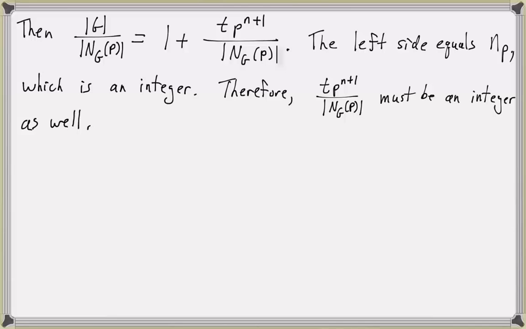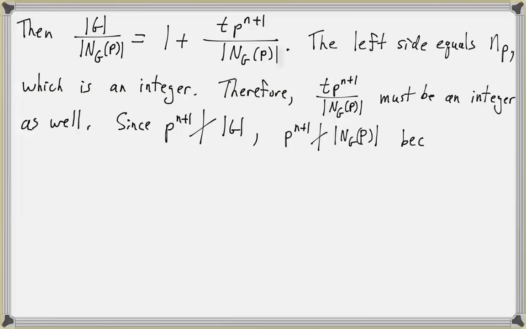Now, p to the n plus 1 does not divide the group order G. So since p to the n plus 1 does not divide the order of G, it cannot divide the order of any subgroup of G. So in particular, p to the n plus 1 does not divide the order of the normalizer of P. Again, this follows because the normalizer is a subgroup of G, and Lagrange's theorem states that the order of this normalizer would divide the order of G. And so if p to the n plus 1 divided the order of the normalizer, we would get a contradiction.